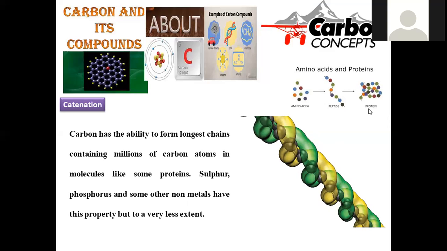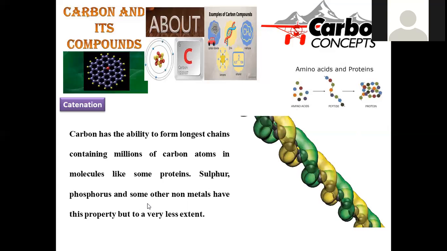Hence, we can say protein is alternatively designated as a polypeptide chain, because amino acids are joined by peptide bonds. A peptide bond is nothing but a C double bond or NH bond. Such bonds are repeated a lot of times. Hence, protein is also regarded as a polypeptide chain. In that manner, proteins are the simplest example of the property of catenation exhibited by carbon atoms.